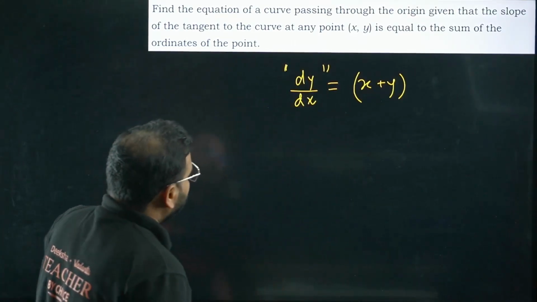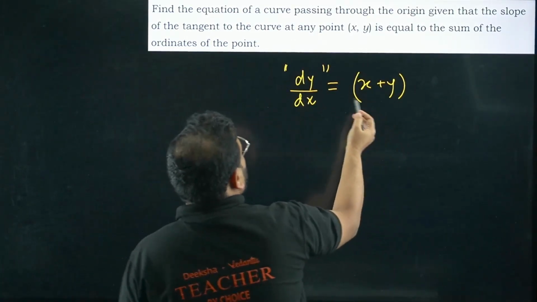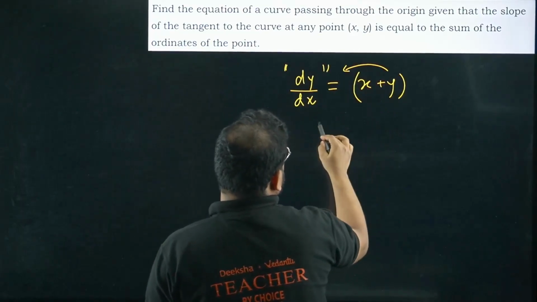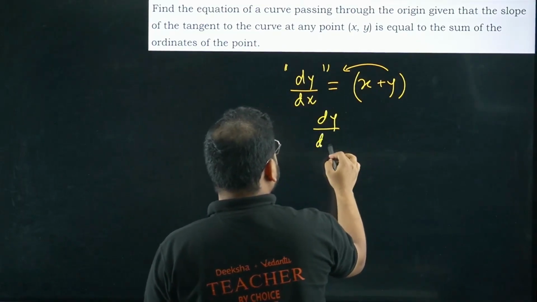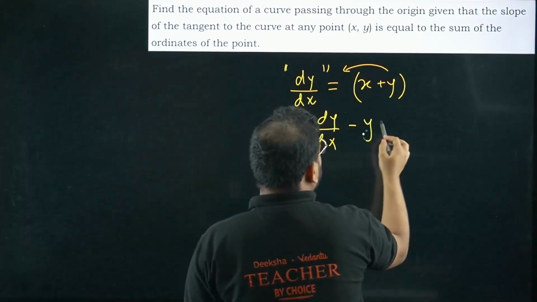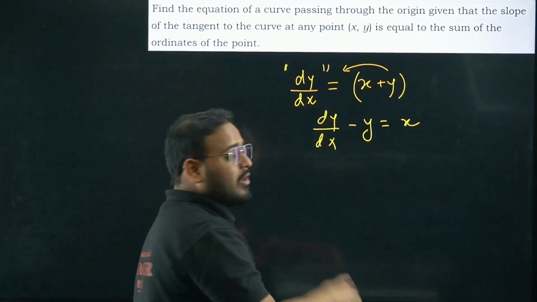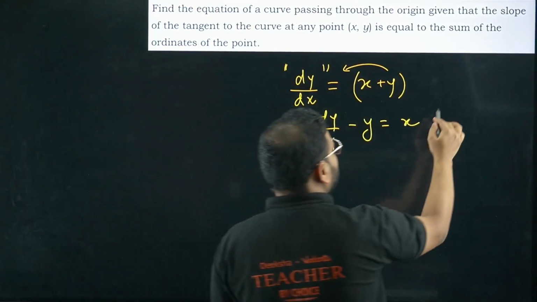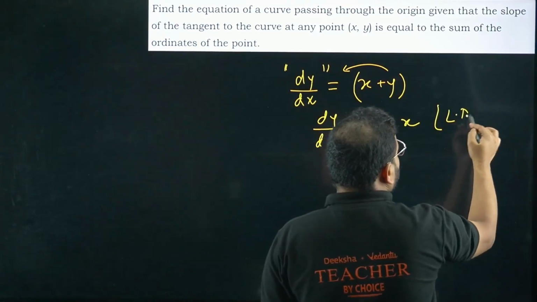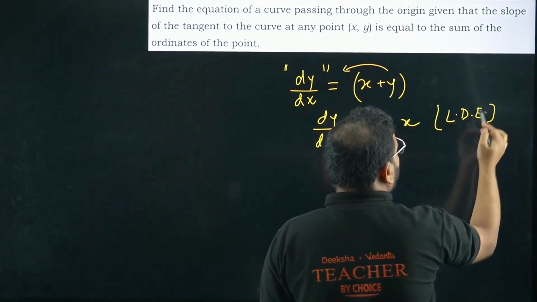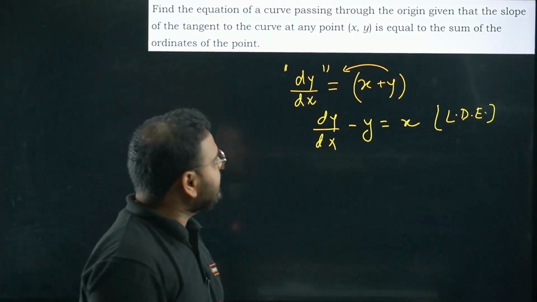So please check. How do you solve it? Bring your y on this side. dy by dx minus y equals x. What form is this, sir? LDE form. As I mentioned in the list of topics, this is one of the important chapters coming for your 5-marker questions. LDE, very good question.